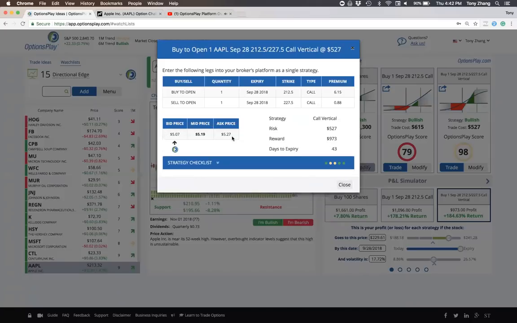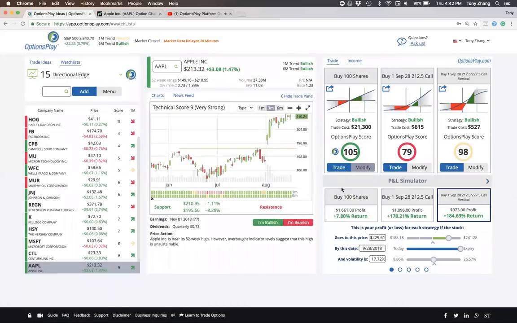And we analyze that and provide it to you in a pretty color-coded guide, so you know that green is good, red is bad, and can quickly decipher whether this is a trade that you want to make. So that's how you would utilize our platform to quickly find bullish or bearish trading strategies.